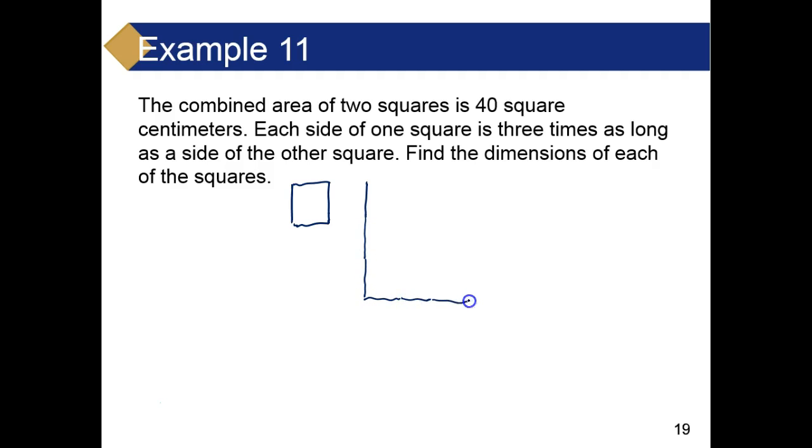I don't draw very good squares. I don't draw very good anythings. My mother would be embarrassed. She was a very good artist. I am not. Okay.